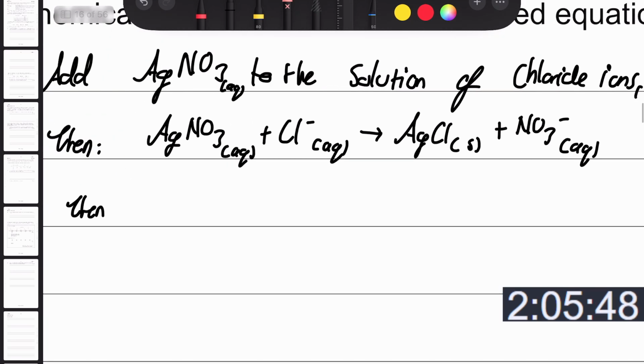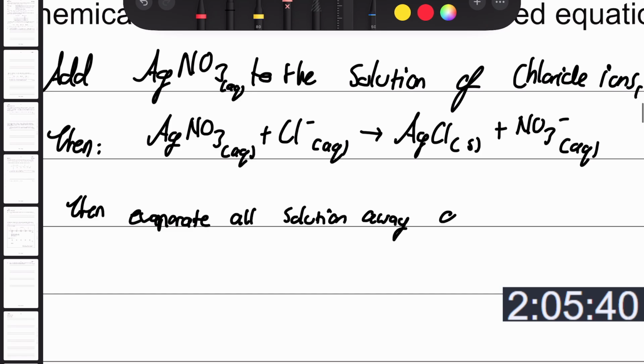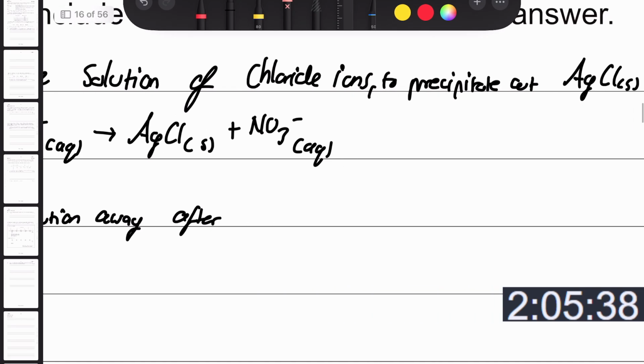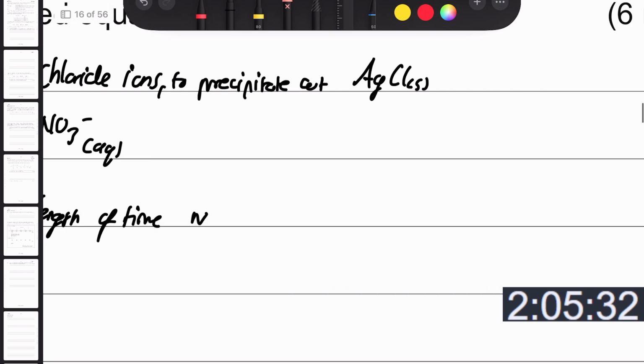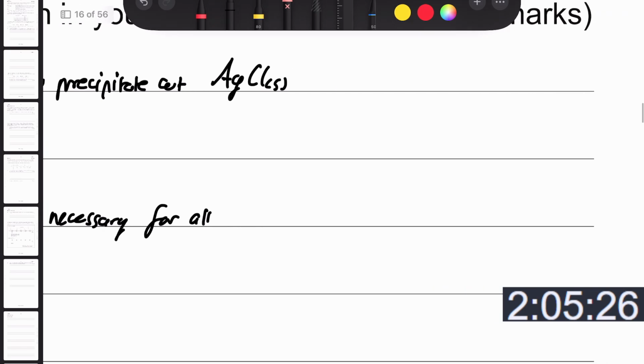Then evaporate all solution away, after the length of time necessary for all AgCl to precipitate out of solution.